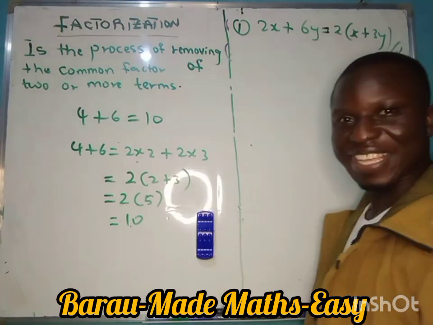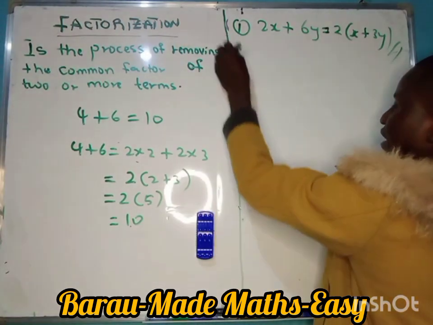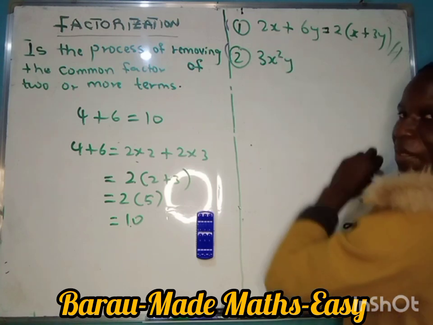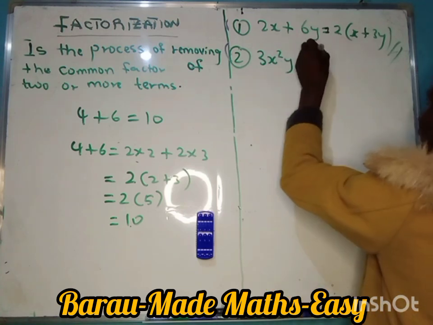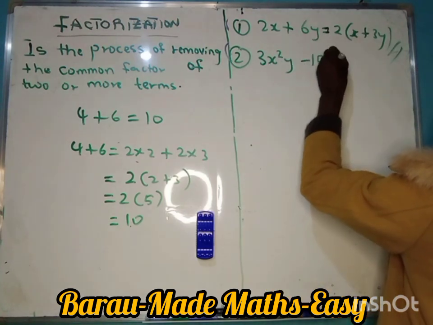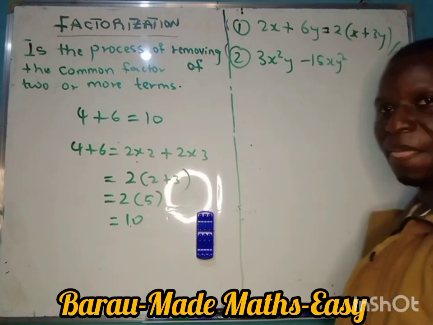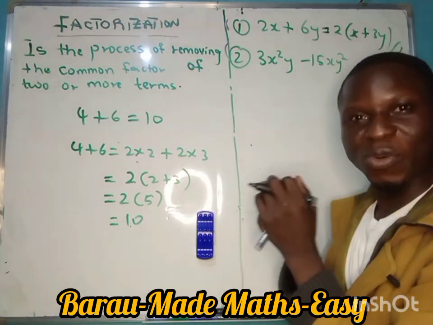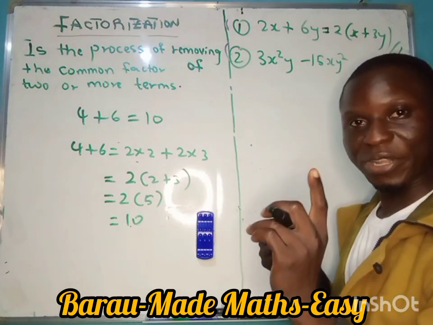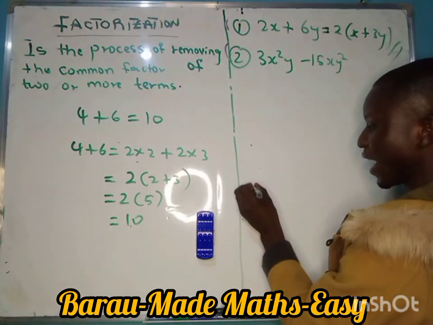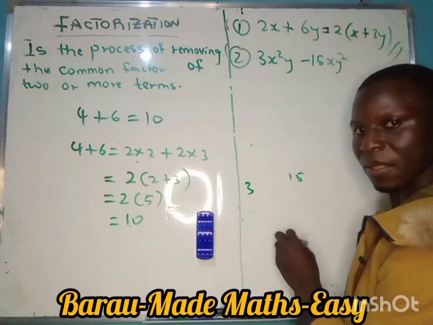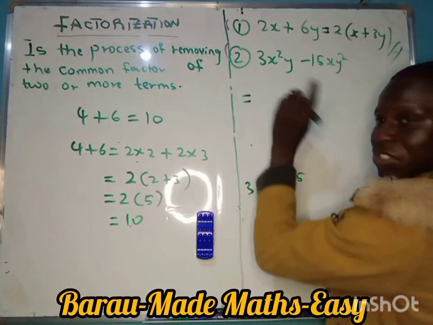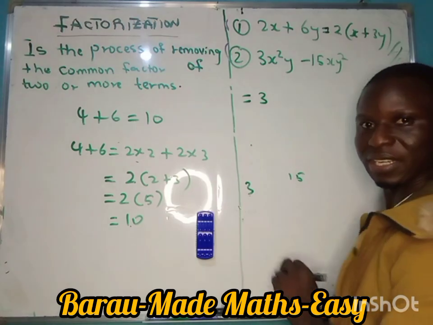Let's consider another example. Suppose we are given 3x squared y minus 15xy squared. We want to see whether these two terms have something in common that can be factored out. Let's start with the numbers. The numbers we have here are 3 and 15. 3 and 15 have a common divisor, which is 3. So our first common factor in terms of number is 3.